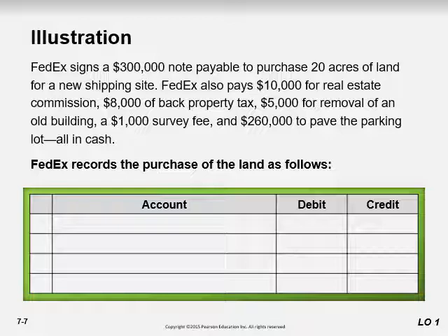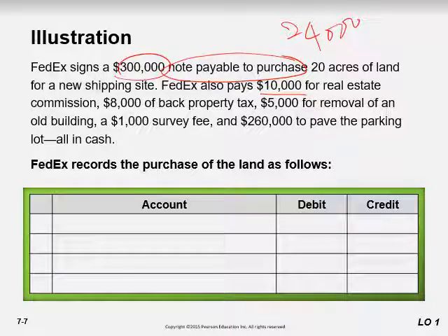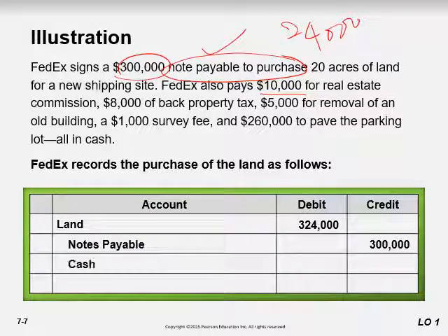The entry is the same. You purchase the land, right? According to item 2, you purchase the land against notes payable, and all the taxes, FedEx pays, or this 24,000 extra above the top of this 300,000, you pay through cash. So your land cost is 324,000. Against it you create a liability increase, meaning credit 300,000, and you pay cash 24,000, right? So land to notes payable and cash, right?